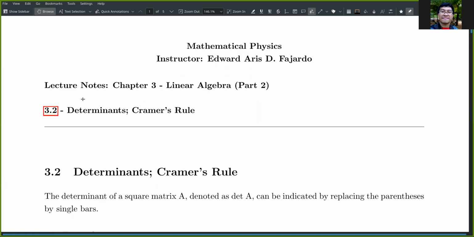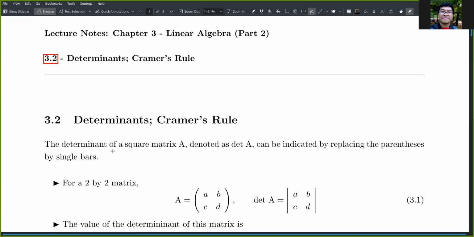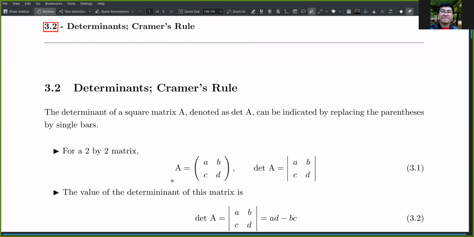We'll talk about determinants and Cramer's rule. The determinant of a square matrix A, denoted as determinant or det A, can be indicated by replacing the parentheses by single bars. So you have these parentheses that we usually have for our matrix. We replace them by single bars that would denote that we are taking the determinant.